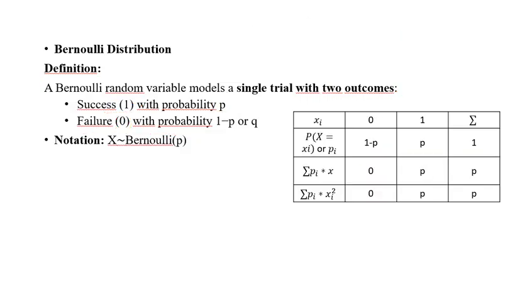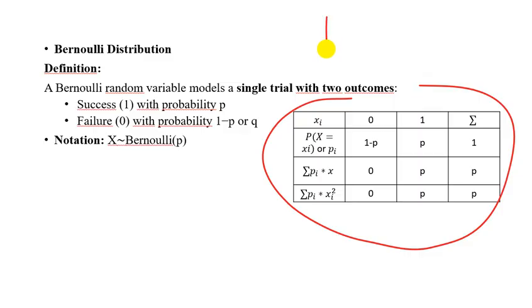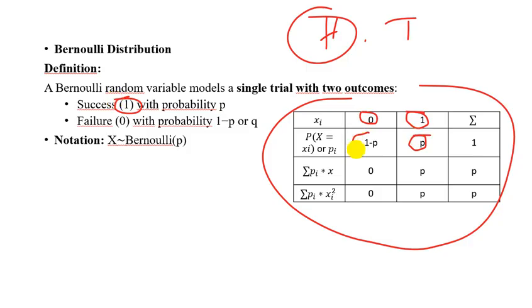Let's see an example here. If I flip a coin, this is our table. My result can be head or tail. So if X is the random variable that counts the number of heads, it can be either 0 or 1. That's the only outcome I can have. What is the probability to get a head? We call it P. This is the probability of success, getting one head. And the probability of not getting a head is the same as the probability of getting a tail, which is 1 minus P. This is the probability of failure.